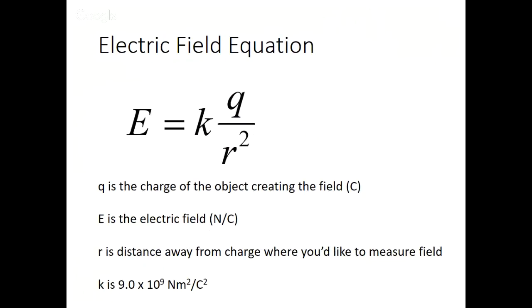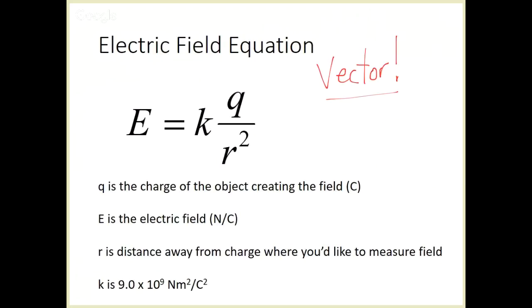The way to find the actual strength of an electric field, like we did in class today with points A, B, C, and D, which were great, you've got the electric field equals K times Q over R squared. Don't forget that this, once again, is a vector because it does point away from positives and toward negatives. So Q is the charge of the object creating the field. That's in coulombs. That's not anything to do with the test charge. E is the electric field in newtons per coulomb. And R is how far away from the charge would you like to measure this field strength?